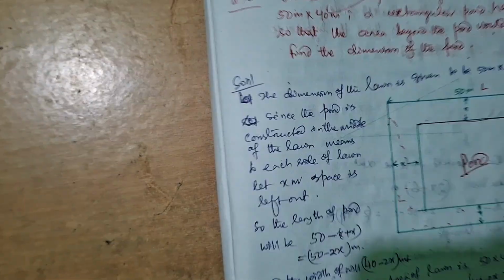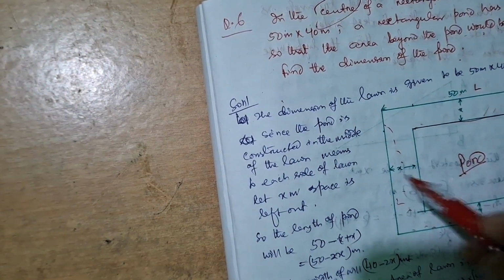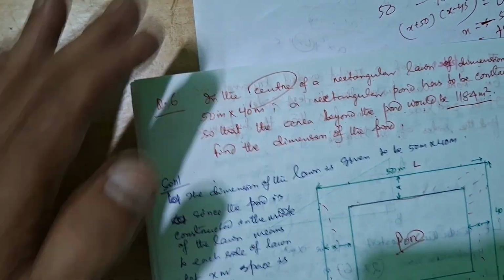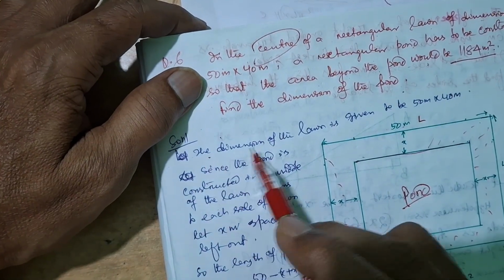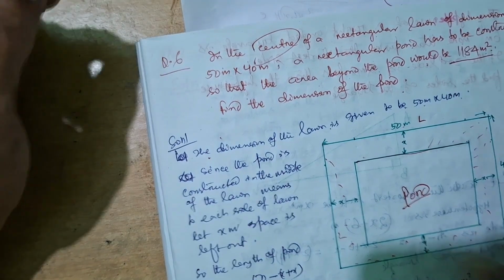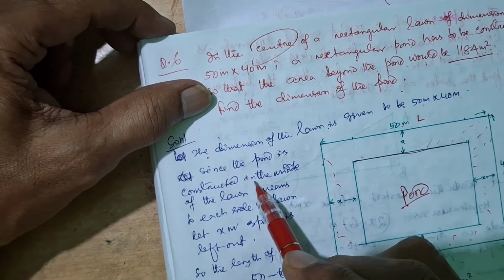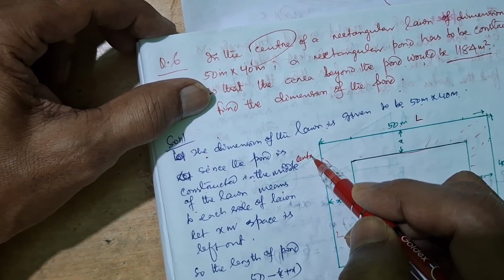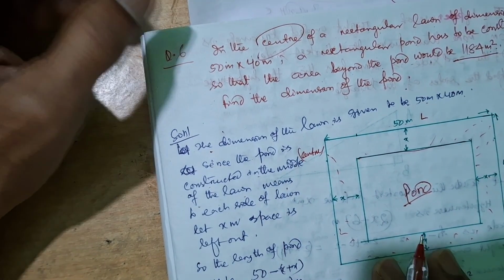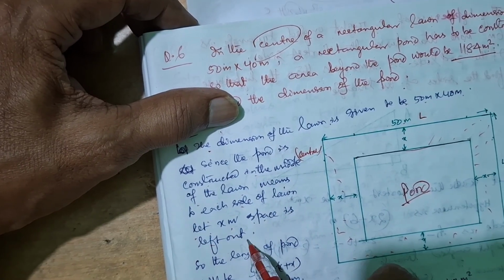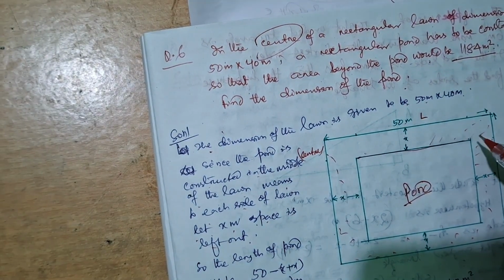Okay, it is written here. To every side, x meter is left out, so it will be in the center. The dimension of the lawn is given to be 50 meter into 40 meter. Since the pond is constructed in the middle or center of the lawn, to each side of the lawn let x meter of space be left out.